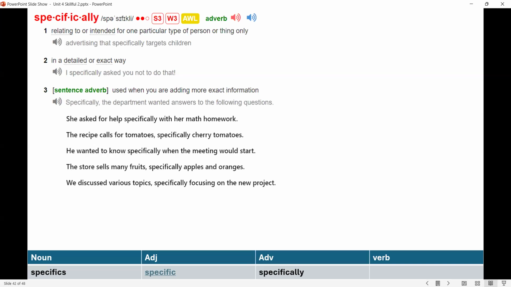Specifically. Specifically means relating to or intended for one particular type of person or thing only, in a detailed or exact way. Advertising that specifically targets children. I specifically asked you not to do that. She asked for help specifically with her math homework.